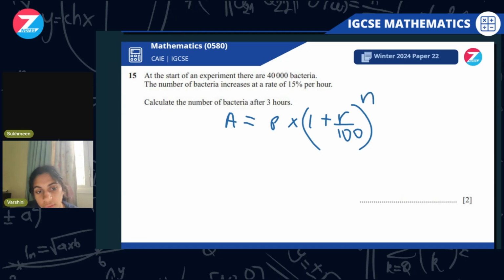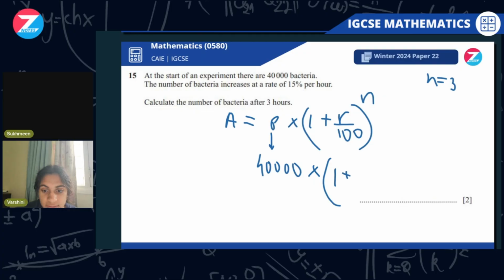And over here, we know that the number of bacteria is after 3 hours. So that's going to be n equals 3. And the initial amount over here is going to be 40,000. So P equals 40,000, at a rate of 15% per hour. Now all we need to do is substitute everything into the formula. So it's going to be 40,000 into 1 plus 15 by 100 to the power 3.